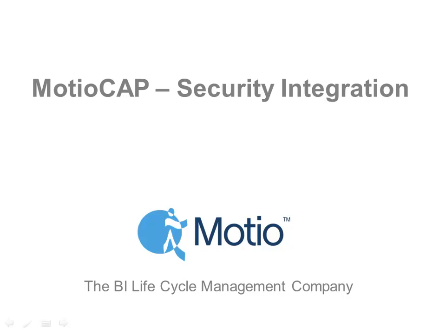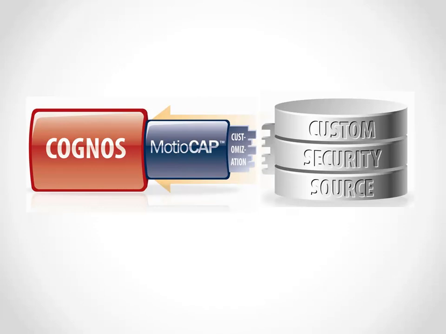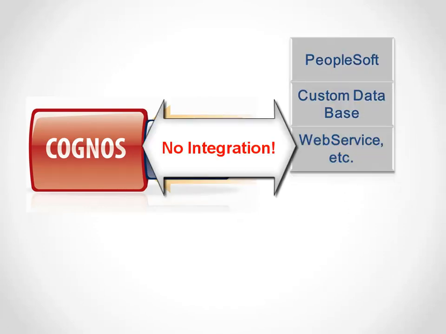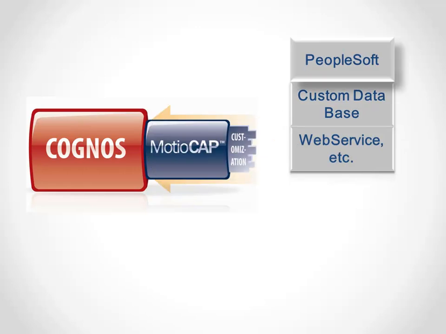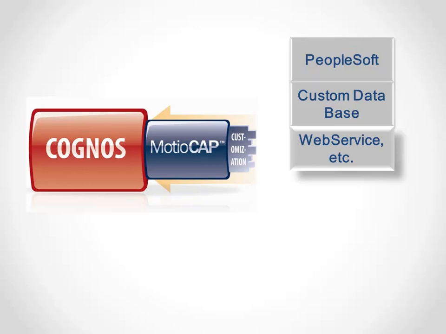IBM Cognos integrates very well with several common security providers, such as LDAP or Active Directory. However, there are many other types of security sources which cannot be directly integrated with Cognos. Examples of these include external applications like PeopleSoft, custom databases, or external web services.